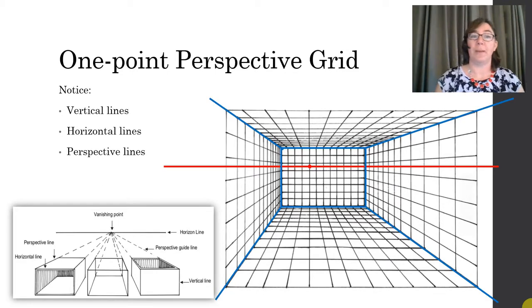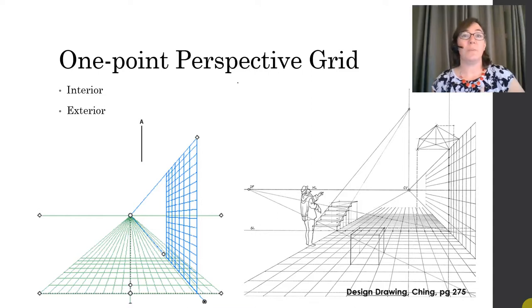Because it's a one-point perspective grid, you will have true vertical lines, true horizontal lines, and then everything else is going to recede towards that single vanishing point. The one-point perspective grid is really common for interior views of a room, but it can also be used for exterior views. For example, a streetscape is a common example.